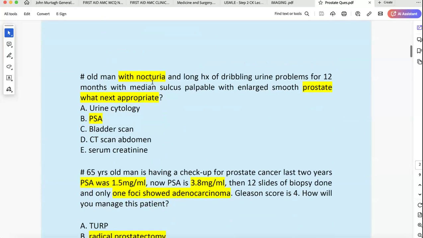An old man with nocturia and a long history of dribbling urine problems for 12 months, with median sulcus palpable and an enlarged smooth prostate. What is the next appropriate step? Same thing. So they're talking about LUTS in a patient for 12 months. And median sulcus palpable means they're talking about BPH. So this patient definitely will go for a PSA.